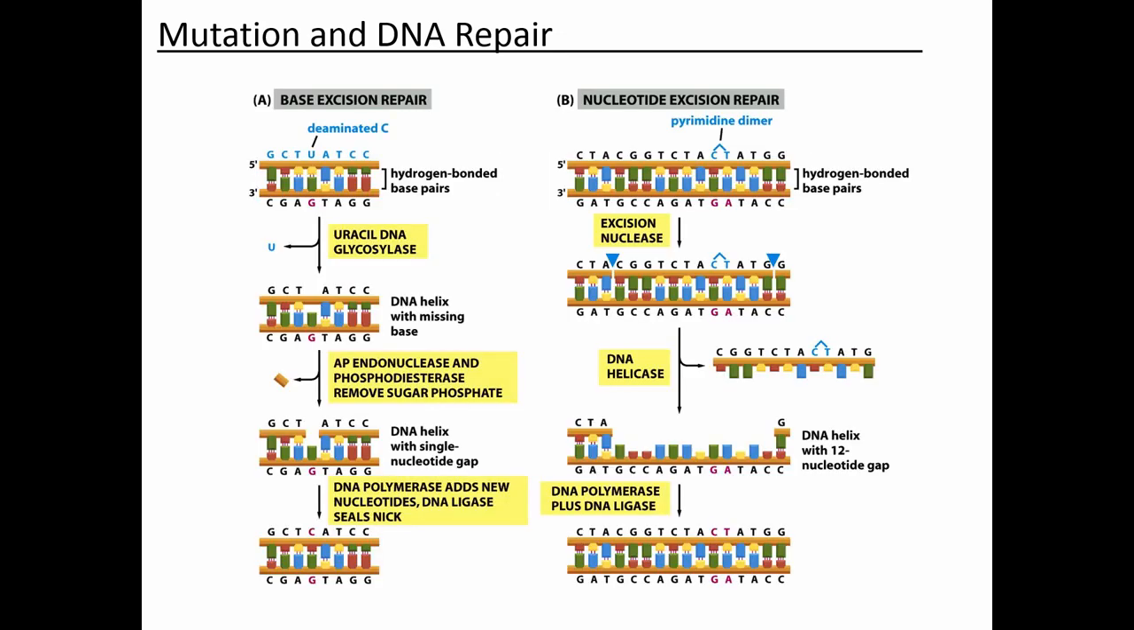This is just comparing the two. So on the left you have base excision repair, and on the right you have nucleotide excision repair. The different enzymes that are involved are obviously going to be different, but you can also see that in base excision repair you're excising only a single nucleotide, whereas in nucleotide excision repair you're going to excise a segment of a strand of DNA that contains the mutation.